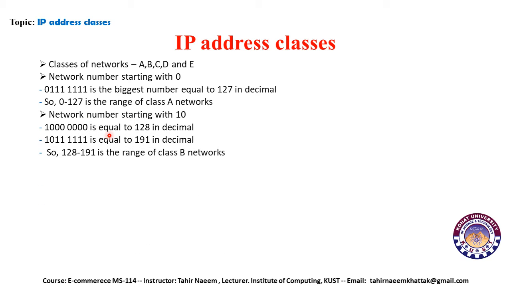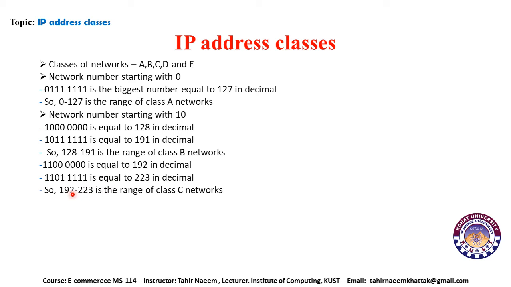and any number between 128 and 191 is called a class B network, or in binary terms we can say 10000000 up to 10111111 is class B addresses. And how will we find the class of an address? It is a simple method. We will look into the first byte of our IP addresses, which is thoroughly explained in the next slides.